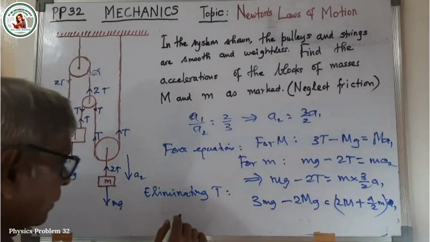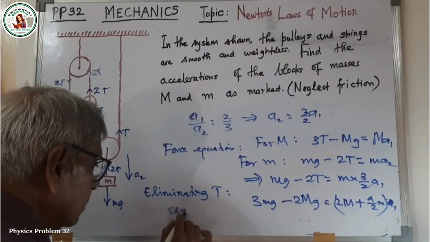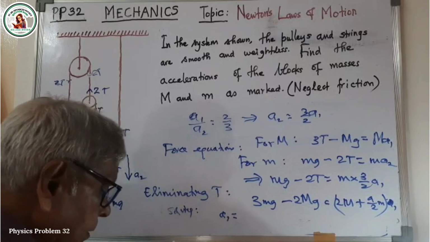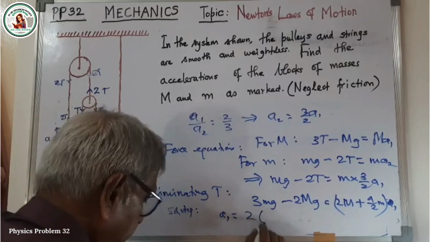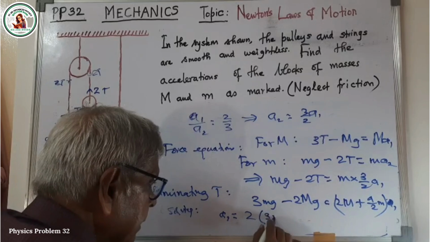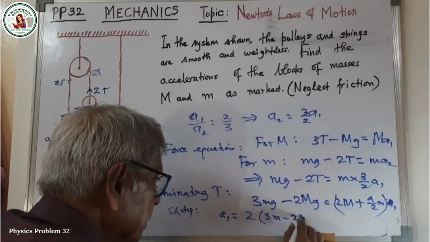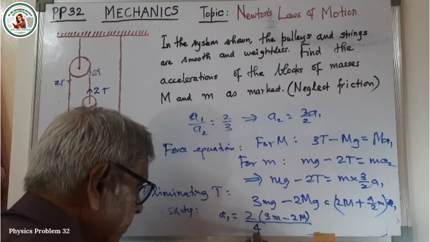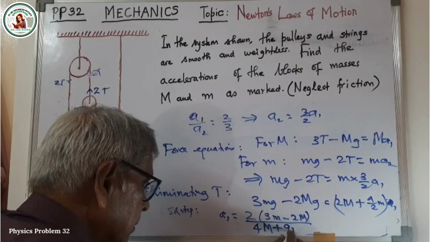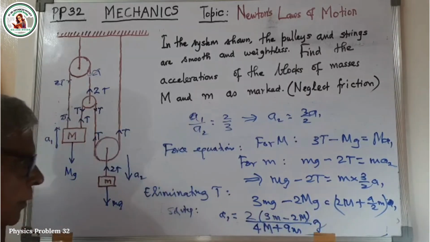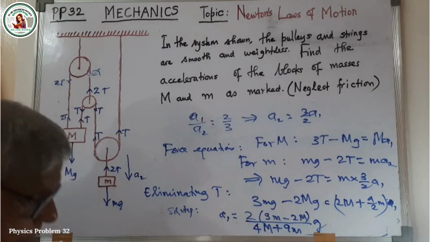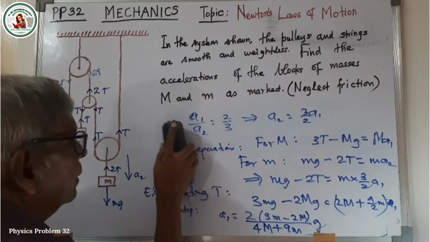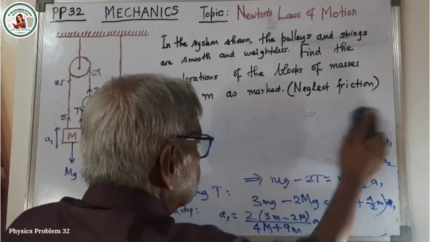Solving, we get A1 is equal to 2 times (3m minus 2 capital M) by (4 capital M plus 9 small m) into g. This is what we get for A1. Then substitution for A2 will give you the A2 value also. I will write both accelerations as we require.